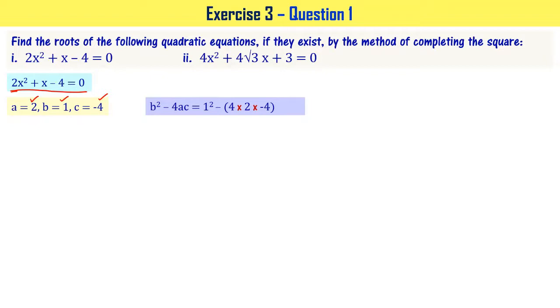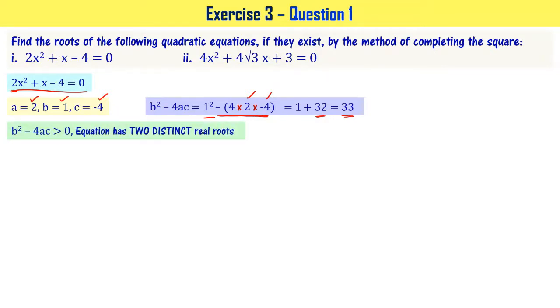b square minus 4ac is 1 square minus 4 times 2 times minus 4, right? This is a, this is c. When you simplify this, you get it as 1 plus 32. When you multiply minus 4 times 2 times minus 4, you get 32. That's why this is 1 plus 32, that is equal to 33. 33 is a positive number. That's why it is greater than 0. It means b square minus 4ac is greater than 0. Hence, the equation 2x square plus x minus 4 equal to 0 is going to have two distinct real roots.